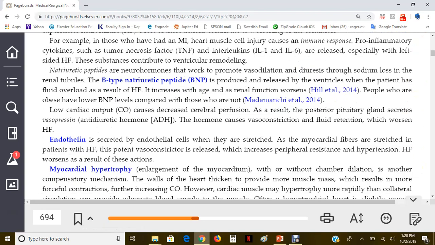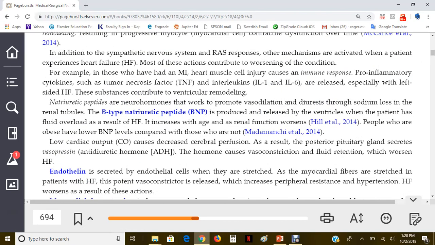Okay. Now BNP is only cardiac specific. No other cell in the body produces BNP. So a rise in BNP levels can only mean one thing. It is caused by the patient being in heart failure.